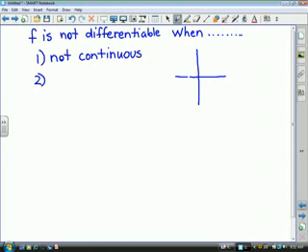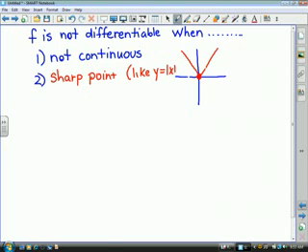The second one is what we just saw on absolute value. What's happening right there at that point? It's a radical change in direction, right? How would you describe that? What kind of point would you say that is, physically? Is it smooth? Okay. Well, we call it a sharp point. So this is like absolute value.